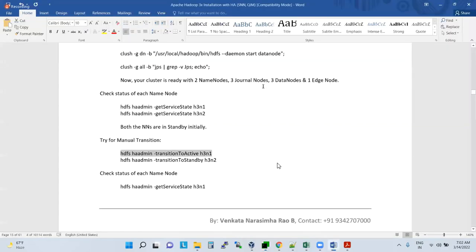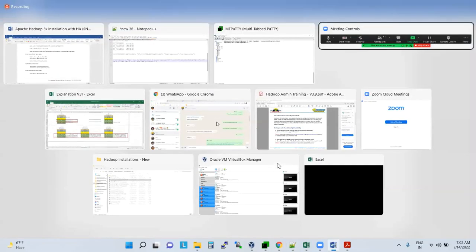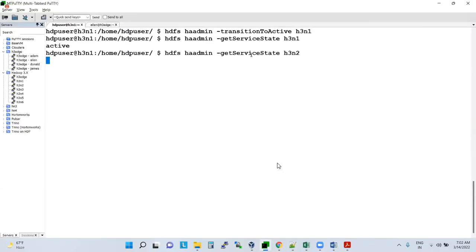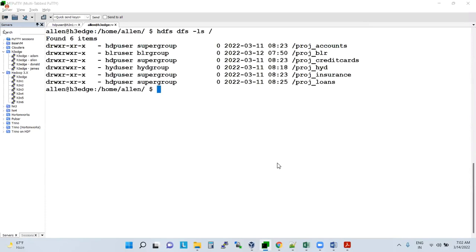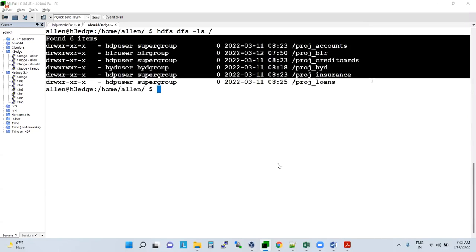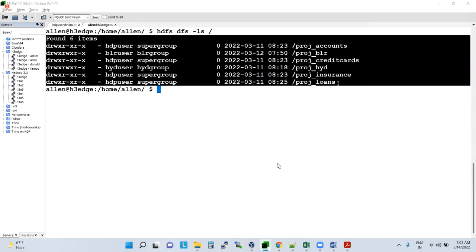Now if you see the status of both the name nodes, one is in active state, another one is standby state. Will you agree with me? So this is the current status. If an active name node is there, then obviously my command will work. Now when Alan runs a command, he is not facing an issue. He is getting the output.